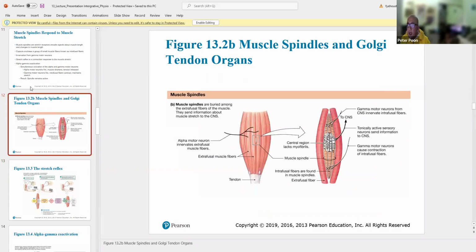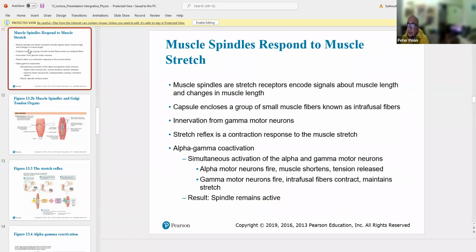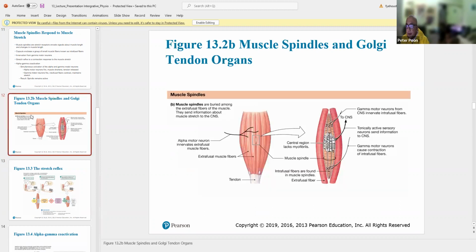All right. So the rest of it, the muscle spindle. Let's go through the pictures here. So here's the actual muscle. The actual muscle fibers are controlled by alpha motor neurons. This right here is the Golgi tendon organ.